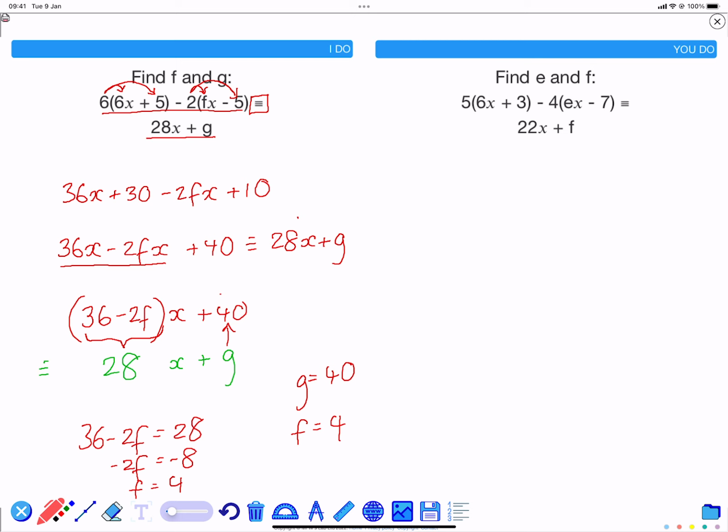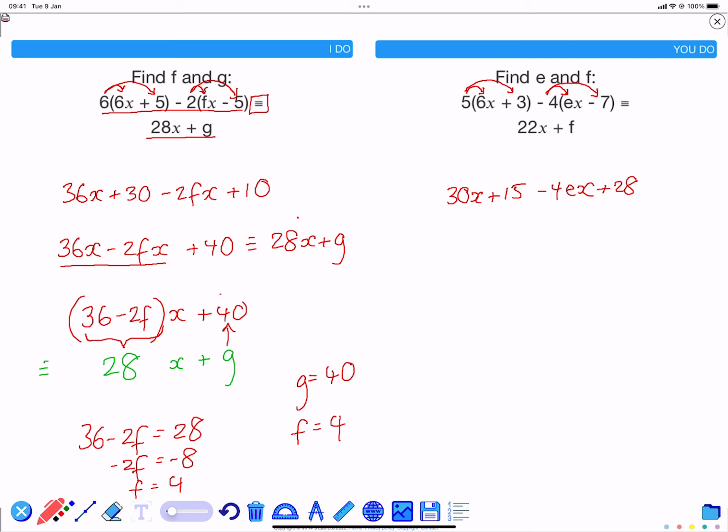So like what we did before, I'm going to expand out the brackets and compare the coefficients in order to be able to find my values of e and f. 5 times 6x is 30x. 5 times 3 is 15. Negative 4 times ex is negative 4ex. And negative 4 times negative 7 is positive 28.